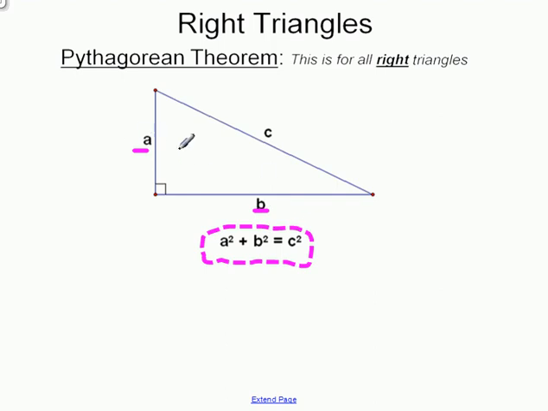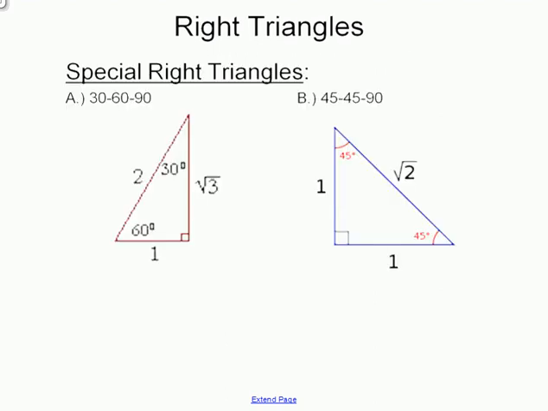As long as they're on the legs, meaning they're side lengths that touch the 90-degree angle here, then you're in good shape. C has to be opposite of that. C can't be anywhere. It has to be here on the hypotenuse.